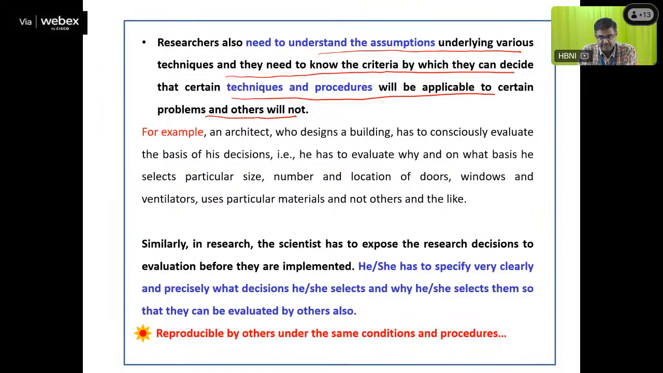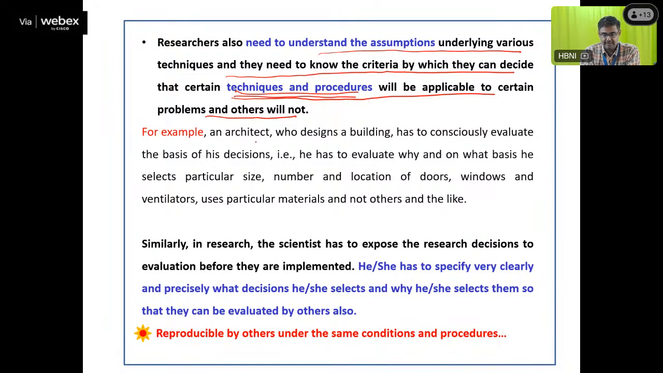And that will be clear only when you are motivated, your objective is clear, and you have very clear-cut clarity on the methodology which you will adopt. Then the research methods which you will use, meaning the techniques and procedures, and why you will use them, will be clear to you.